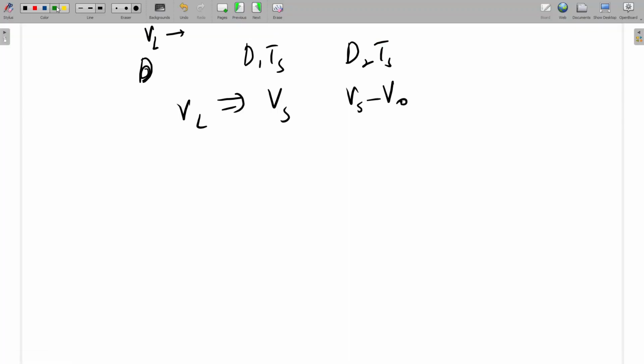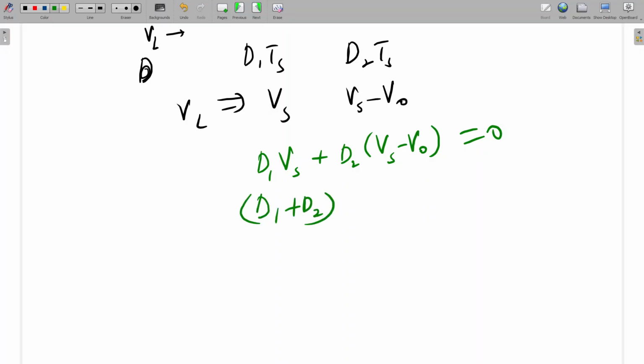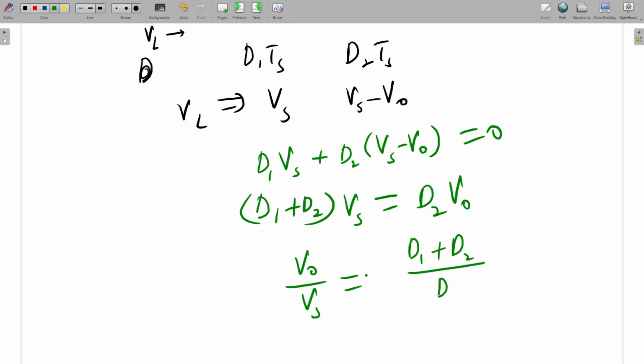Here we can apply volt second balance. So D1 into Vs plus D2 into (Vs minus V0) should be equal to 0. So here we can write (D1 plus D2) into Vs equal to D2 V0. So V0 by Vs should be equal to how much? (D1 plus D2) by D2. So from here we can calculate the D2 value.